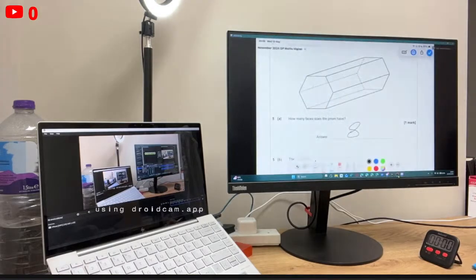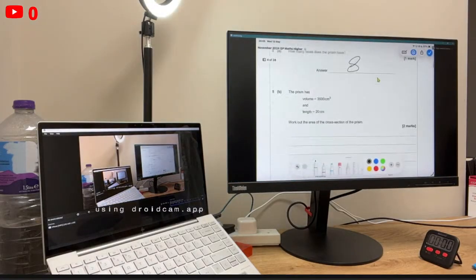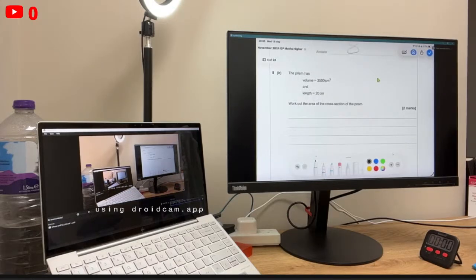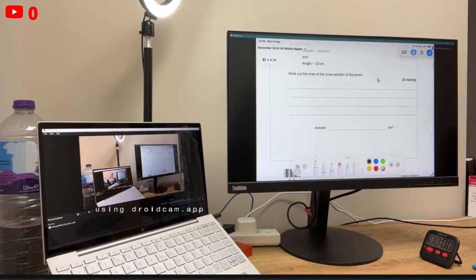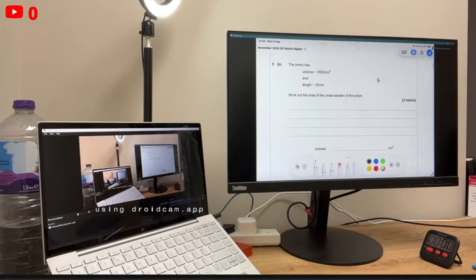Great. Next. The prism has a volume of 3,500 centimeters cubed and a length of 20 centimeters. Work out the area of the cross section of the prism. Man, I don't know. I can't be asked. Can't take this, man. I wanna go home. Okay. We'll just skip that for now, to be fair.